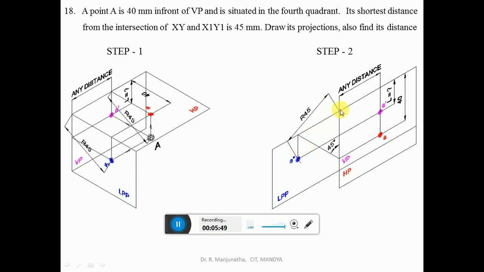With this as center, take a radius of 45. Cut an arc on this vertical projector where it will cut. So that point will become A double dash. So this distance will become the distance below HP. That is the one which we need to find out.